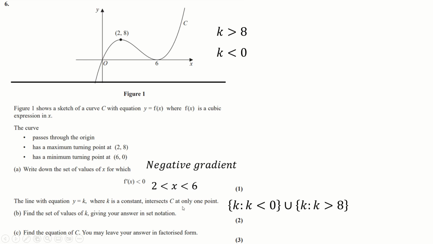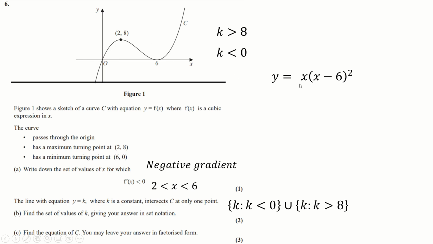Find the equation of C. So it goes through 0, 0, so it has a root at 0, and it also has a repeated root at 6. So we can write it like this. However, this doesn't quite work, because if you substitute in 2, 8, x is 2, y is 8, this doesn't work. 2 minus 6 is minus 4, squared is 16, times 2 is 32, that doesn't work at all.